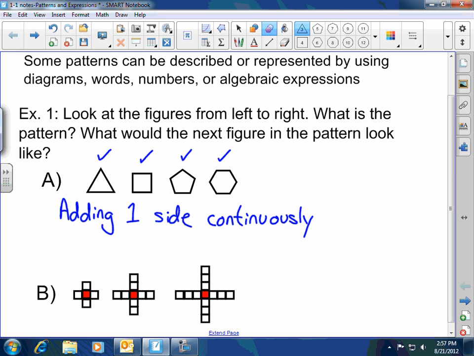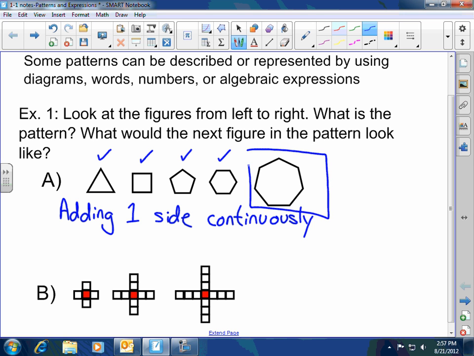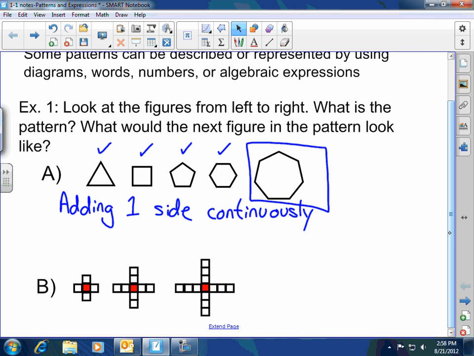So it's going to look something like this. Okay, that would be our next figure. It is a figure with 7 sides. That is called a heptagon. Okay, so pretty easy. Look at the pattern, and we just continued it. Let's look down here at B.